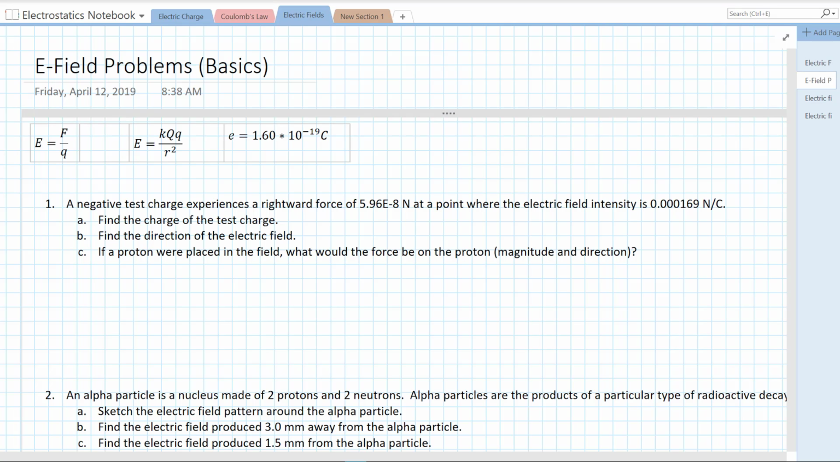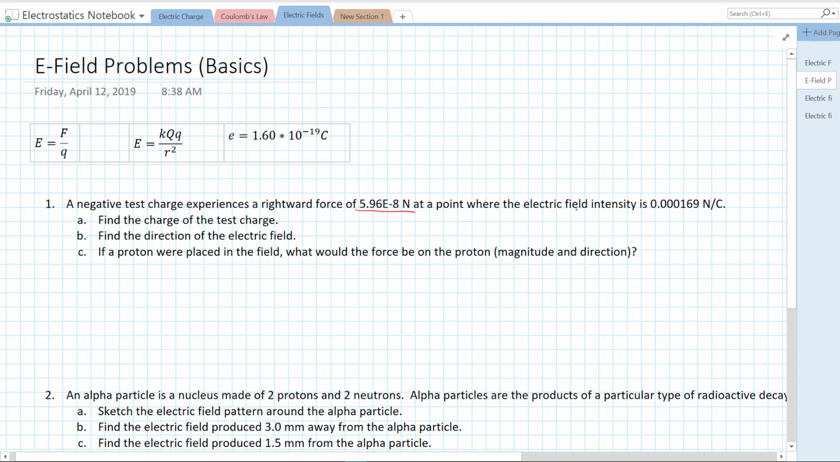Question 1. A negative test charge experiences a rightward force of 5.96 times 10 to the minus 8 newtons at a point where the electric field intensity is 0.000169 newtons per coulomb. Find the charge of the test charge, find the direction of the electric field, and if a proton were placed in the electric field, what would the force be on the proton, magnitude and direction?